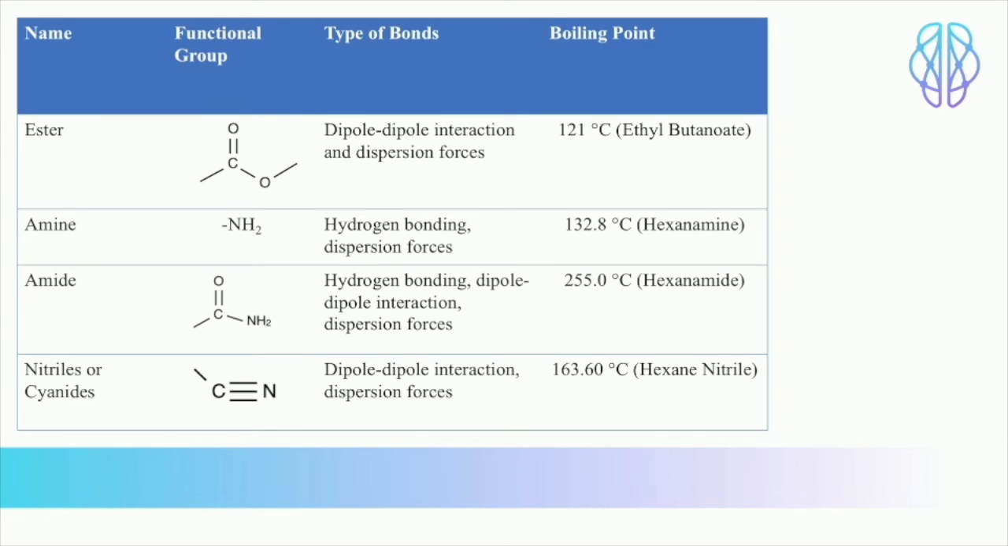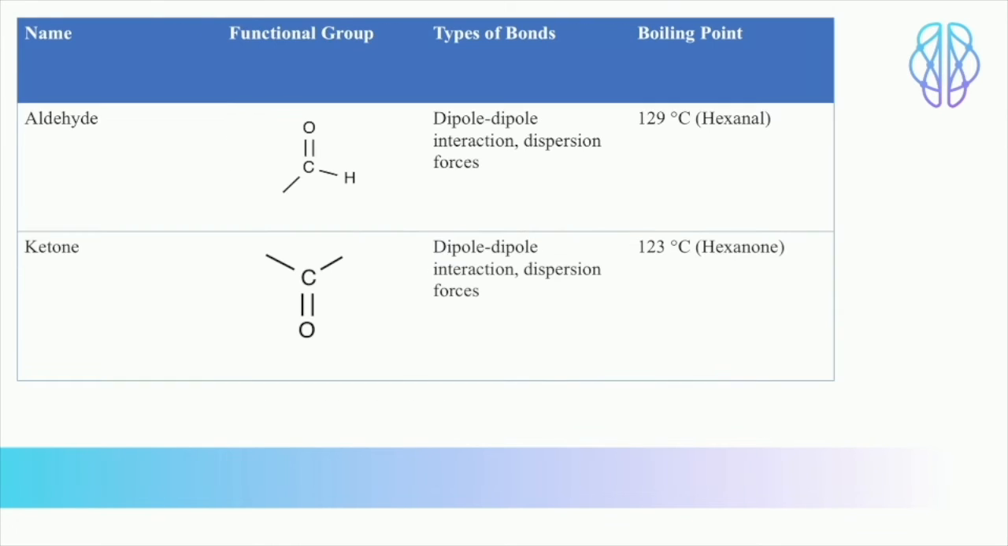So just keep it nice and simple. Just know that amides and carboxylic acids usually have really high boiling points. Esters, amines, nitriles, alcohols, and so on and so forth kind of sit around a similar boiling point. Due to their bonding nature, aldehydes and ketones can both form dipole-dipole interactions and dispersion forces. So thus they end up having very similar melting and boiling points.